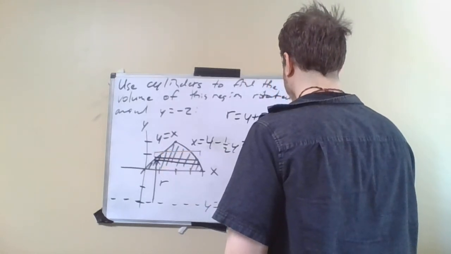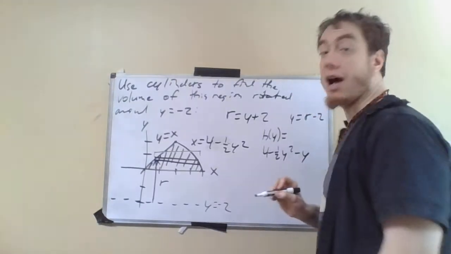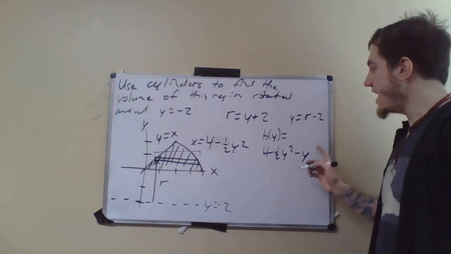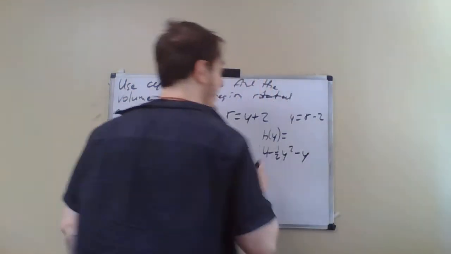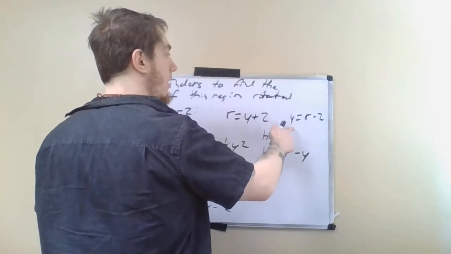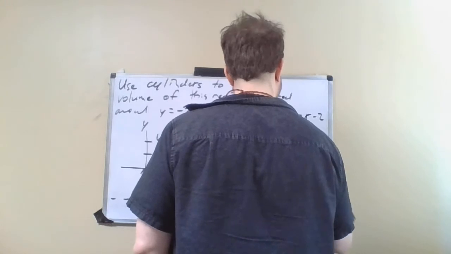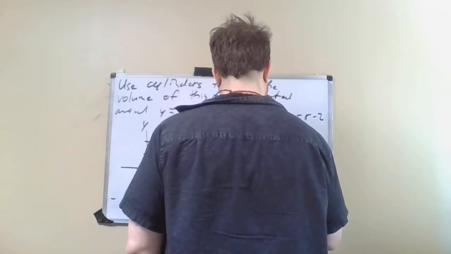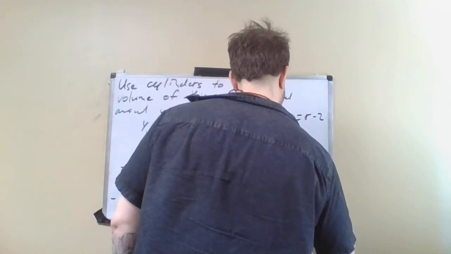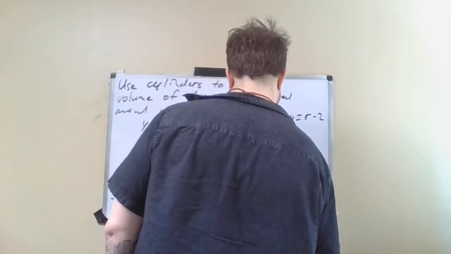So 4 minus 1/2 y squared minus y. Sorry, I was worried I was blocking the camera for a moment. So that is going to be the height as a function of y. But actually we want to write this as a function of r. y is actually r minus 2. So the height as a function of r is going to be 4 minus 1/2 (r minus 2) squared minus (r minus 2).